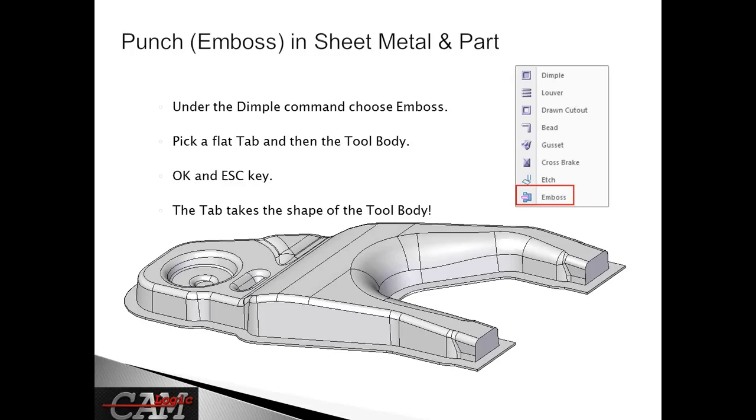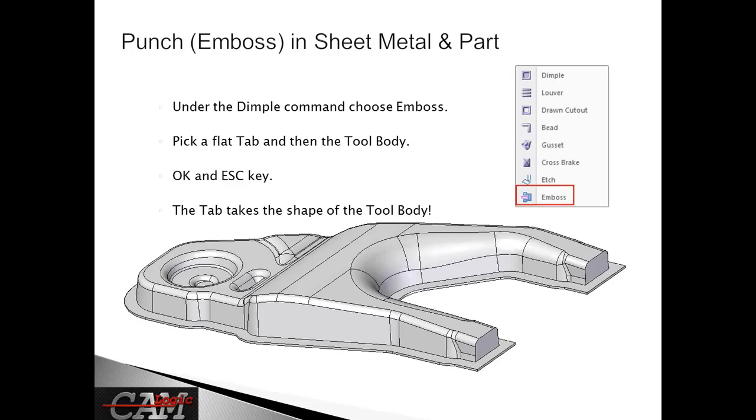So we want to take a look at the punch or emboss in sheet metal and part. Now, I'm just going to read this right from the slide. Under the dimple command, choose the emboss, pick a flat tab, and then the tool body. Okay, and escape key. The tab takes the shape of the tool body. Here in this screenshot, you can see that we have a kind of complicated part, so it definitely has a lot of capability.